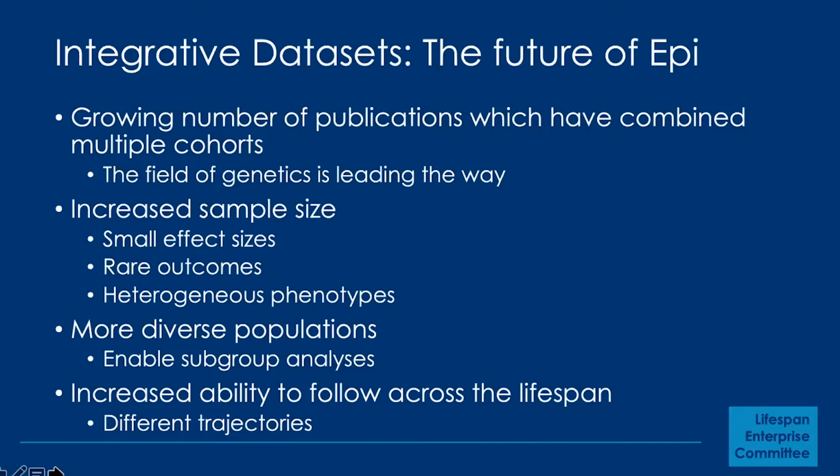In addition, by pooling multiple cohorts together, you get a more diverse population. So you can really represent the breadth and uniqueness of different groups across the country or across the world, and you can really enable yourself to look at subgroup analyses to look at similarities or differences across those groups. And lastly, you also have this ability to follow individuals across the lifespan. So you can really combine cohorts in a way that allows you to get a full picture of a life course perspective for any disease and examine different trajectories in that life course perspective.